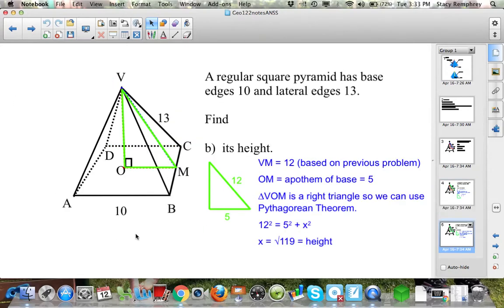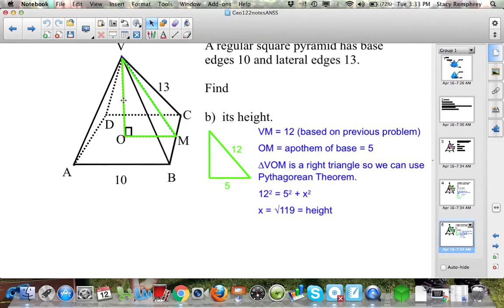In the next problem, we're told to find the height. The height is segment VO, and you can see again I outlined in green the right triangle I'm going to use here. Now, OM is the apothem of the base. Now, I know with the square it's very easy because you're saying, well, Mrs. Renfrey, it's half of 10. But when the base changes to be, for example, a hexagon or a triangle, I don't want you to think that this segment would always be half of the base edge. It's the apothem of the base.